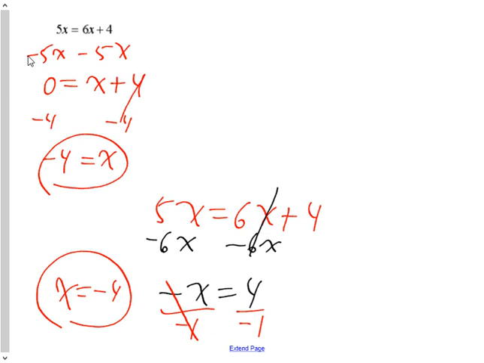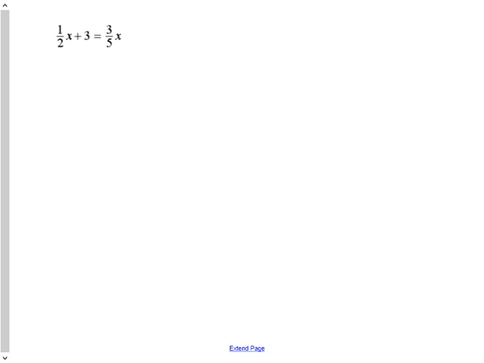So either way, it didn't matter which one you did first. You could subtract 5x from both sides, or you could subtract 6x from both sides. But when you're done isolating the variable, you still end up with the same answer: x is equal to -4. Your next question says half of x plus 3 is equal to 3/5 x.